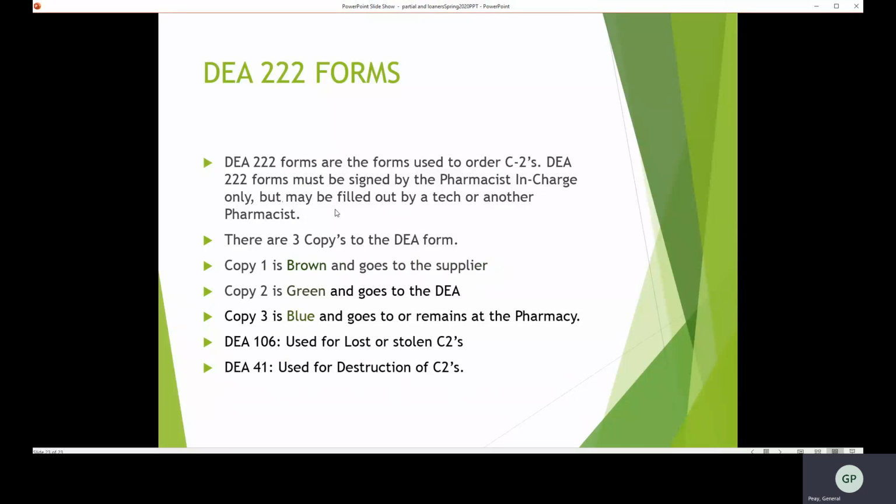So just remember these three: the 222, the 106, the 41. 222 orders C2s. 106 is if your C2s are lost or stolen. 41 is when your C2s are expired or damaged and they have to be destroyed. You fill out a DEA 41.